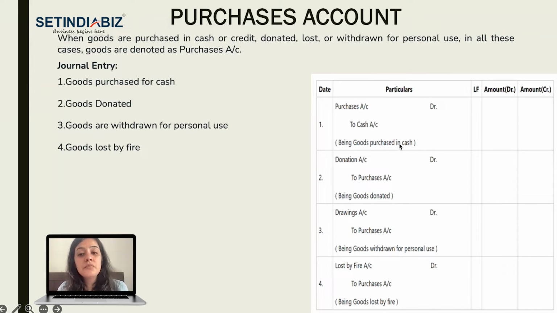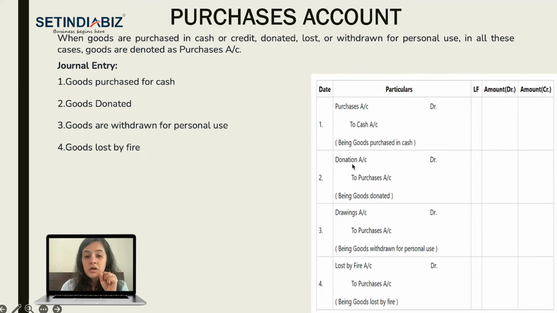We have to mention this, being goods purchased in cash. If we do not mention these two words, in cash, we cannot specify whether the goods were purchased on cash or on credit. Of course, we can see with the entry, but these briefings work well, right?